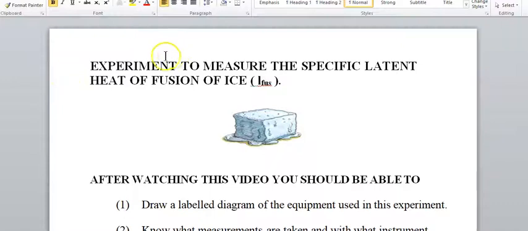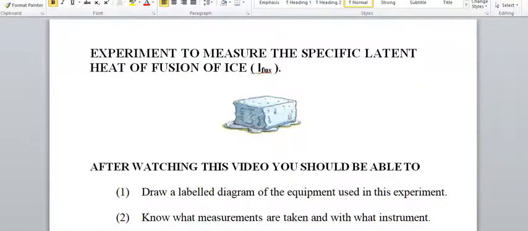In this video we're going to take a look at the experiment to measure the specific latent heat of fusion of ice. This is a very important experiment on the Leaving Cert Physics course, and it appears on exam papers quite regularly. Now, after watching this video, you should be able to do the following.